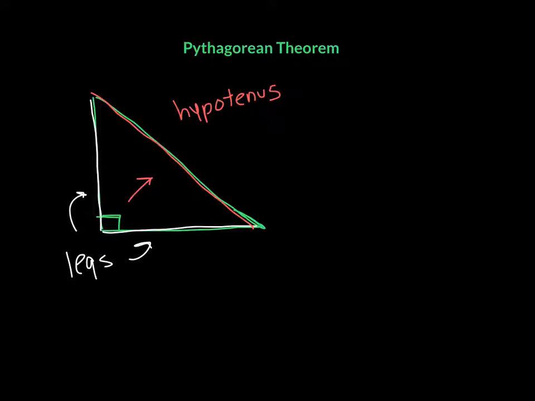So what I'm going to do is show you this really cool relationship that Pythagoras found for every single right triangle. So say we labeled this A and B. So those are my legs, A and B.